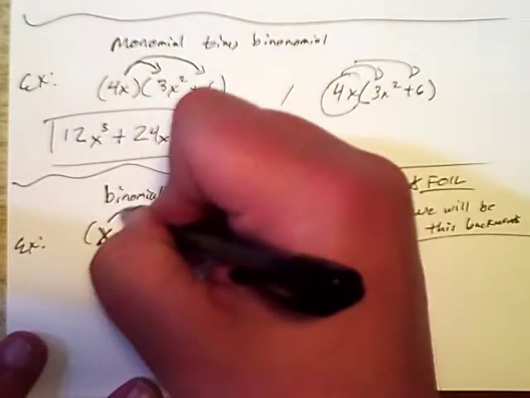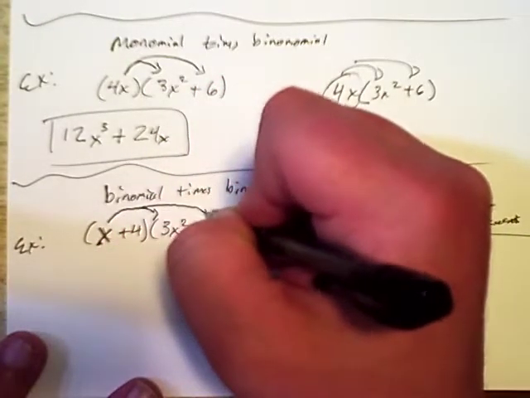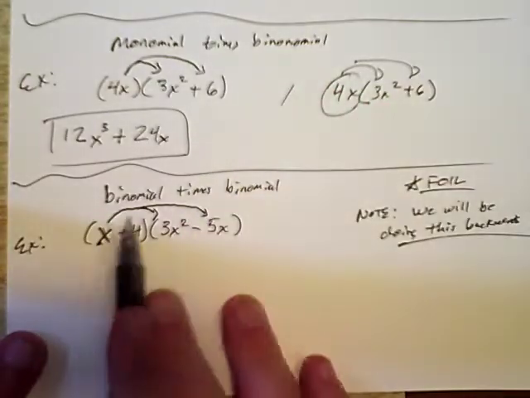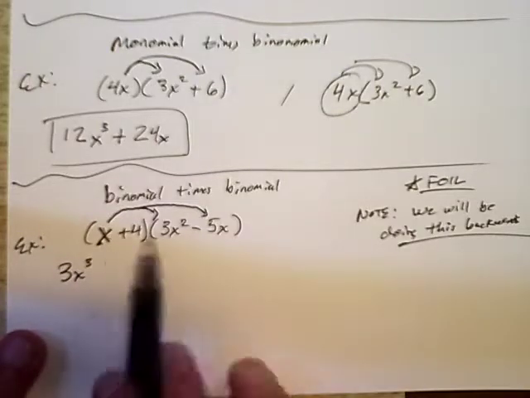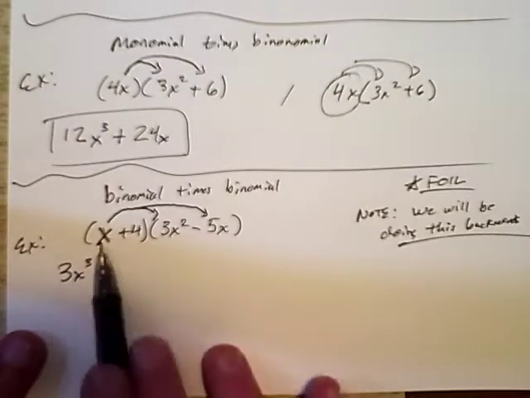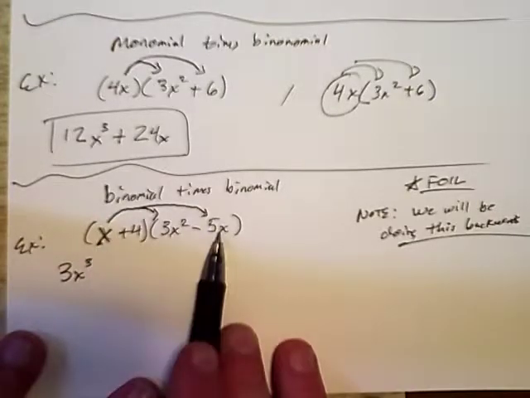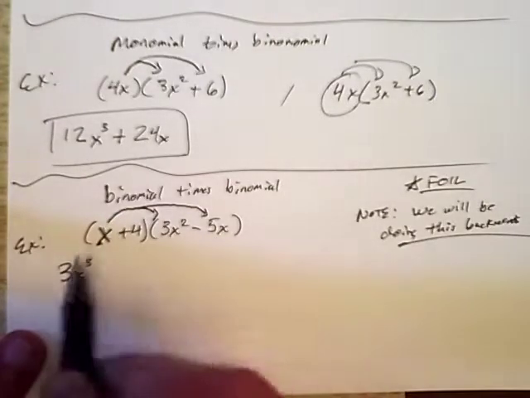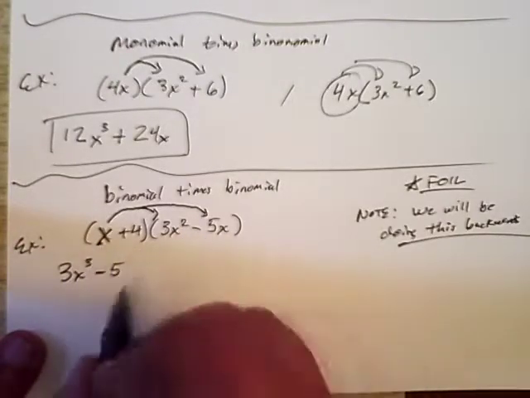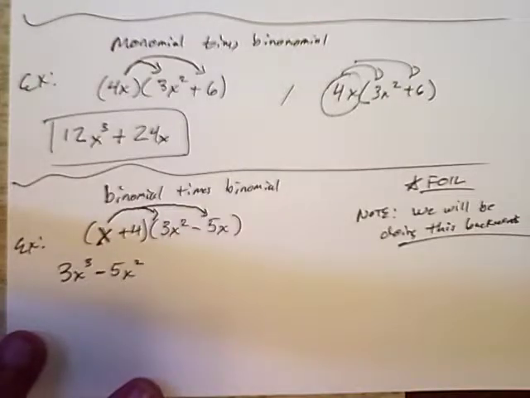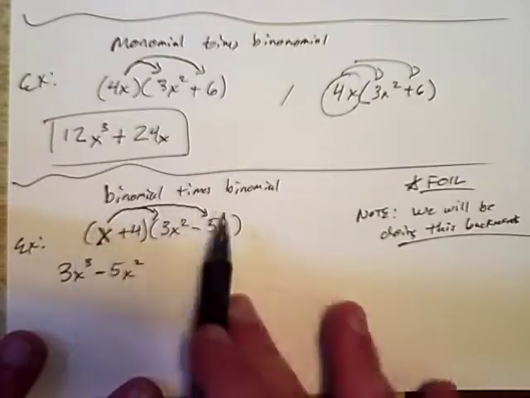I'm going to distribute the x to the 3x squared, and then I'm going to distribute it to the negative 5x. So x times 3x squared is 3x to the third. There's 1 times 3 is 3. X times x squared is x to the third. Now, x times negative 5x, it's a positive times a negative, which is negative. 1 times 5 is 5. X times x is x squared. Now, I've distributed x to both terms.